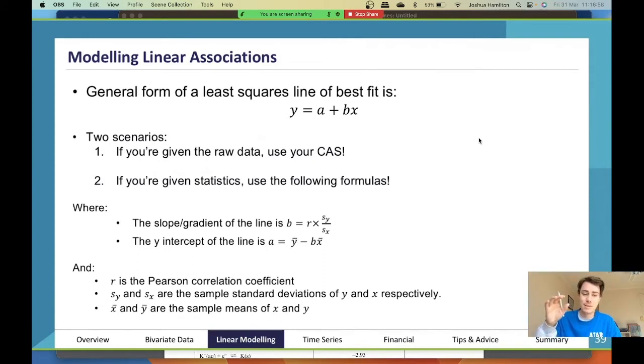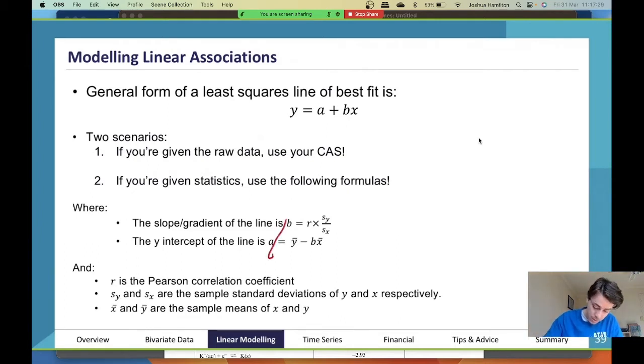Now, the other point with this is, what if I'm given statistics? I'm not given the raw data, I'm given statistics. I'm given things such as the R value, the standard deviation of X, the standard deviation of Y, the X mean, the Y mean. Therefore, you are going to use these formulas here.